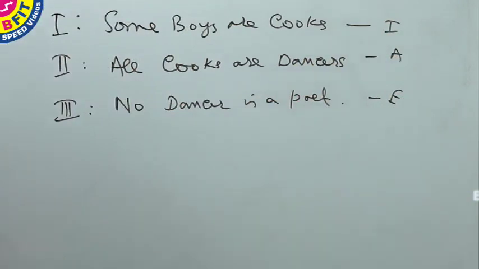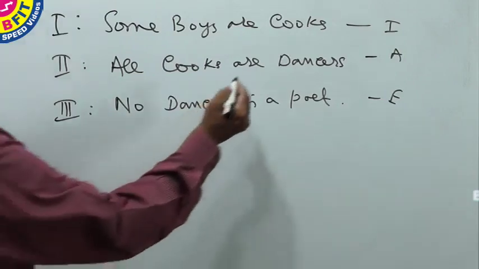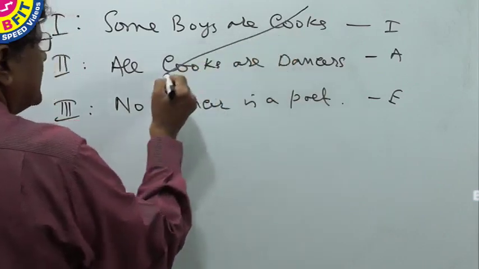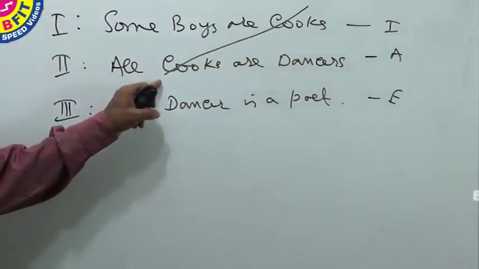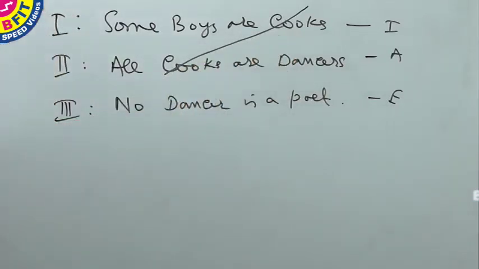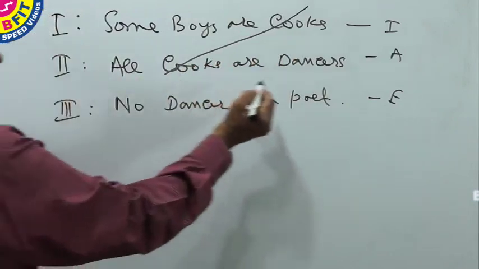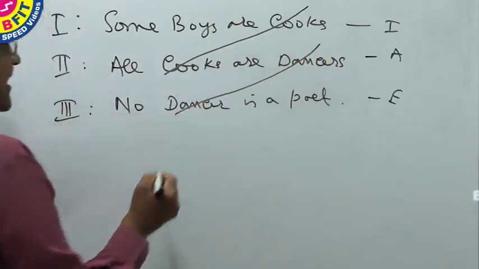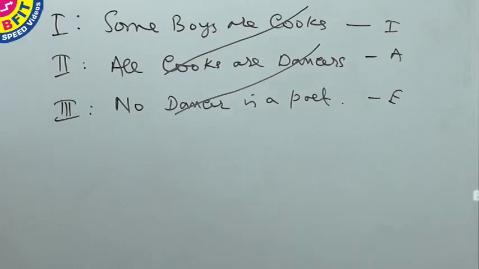Now before we apply chain rule, we should see whether all the three statements are properly aligned. The predicate of the first statement and the subject of the second statement, yes, they are properly aligned. Similarly, the predicate of the second statement and the subject of the third statement must be the same. Now, all these three statements are properly aligned. Now, we can apply the chain rule and arrive at conclusions.